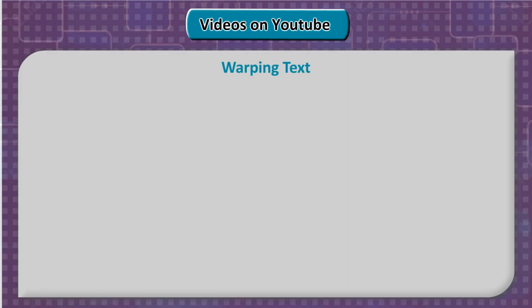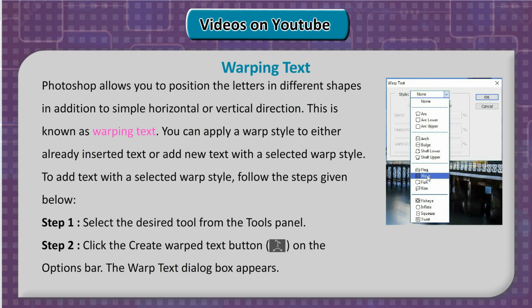Warping text. Photoshop allows you to position the letters in different shapes in addition to simple horizontal or vertical direction. This is known as warping text. You can apply a warp style to either already inserted text or add new text with a selected warp style. To add text with a selected warp style, follow the steps given below.